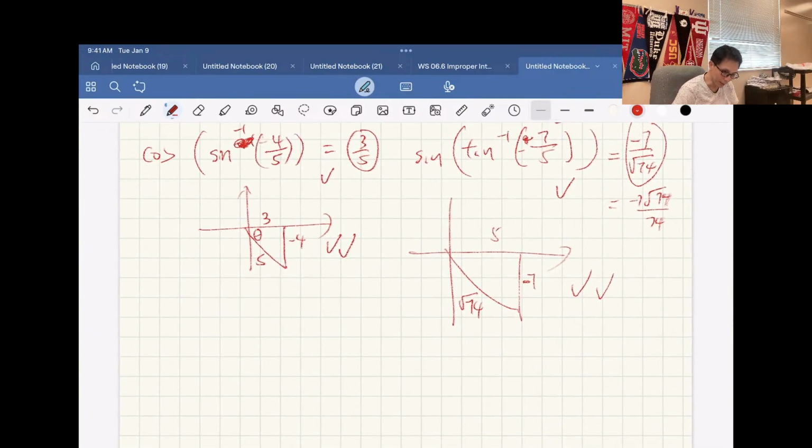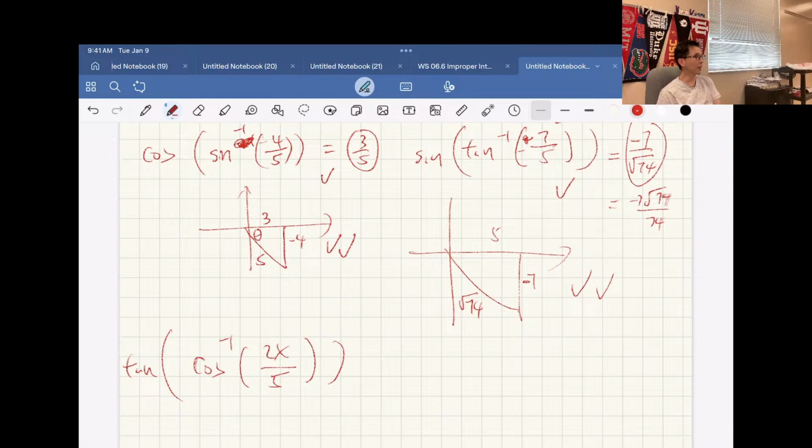Can it be something like this? Cosine of 2x over 5 inverse, and can I ask you tangent of that? And this is going to be expression situations. So your final answer should be an expression. You remember this? Can you do it?